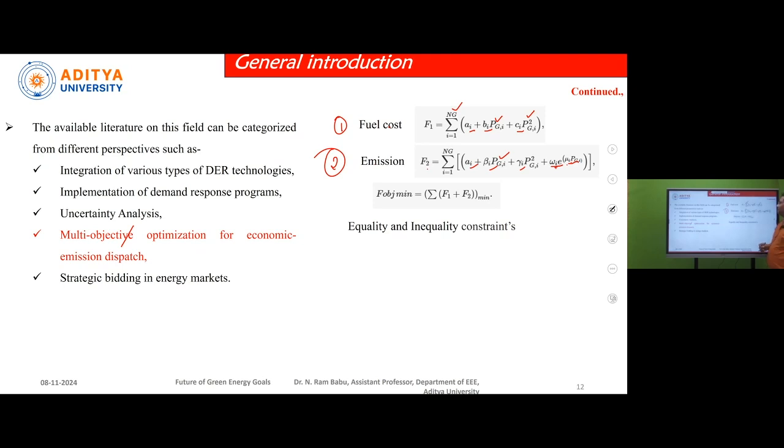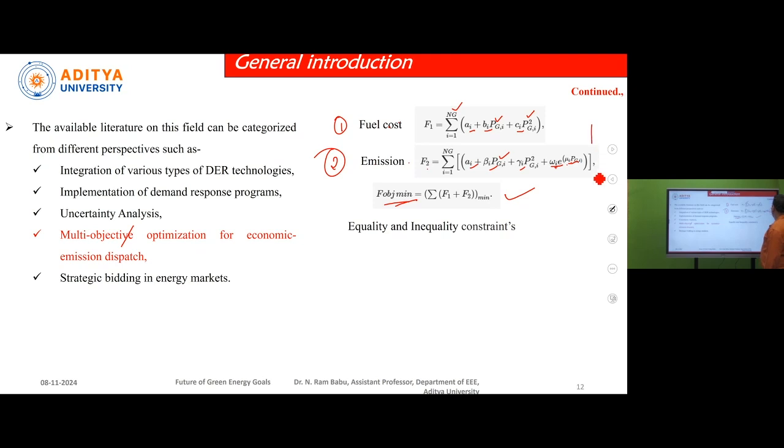Our main motive is a multi-objective function. So by adding both the functions, this is also a minimization case and this one is also a minimization case. So here we have developed an objective function, that is minimization of f1 plus f2. That means here we have generated a new function F, which is the combination of fuel cost function and emission function, which are to be minimized.